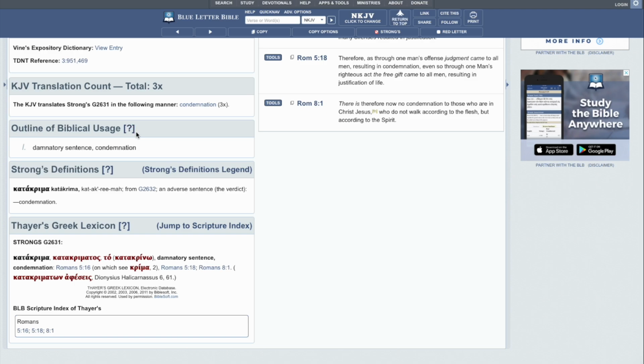I just want to say this real quickly. This right here is from the publisher, so don't take this as from God. I've seen this be wrong before.